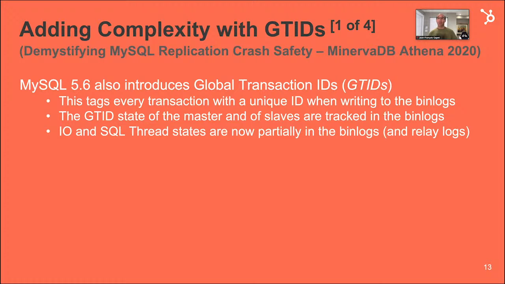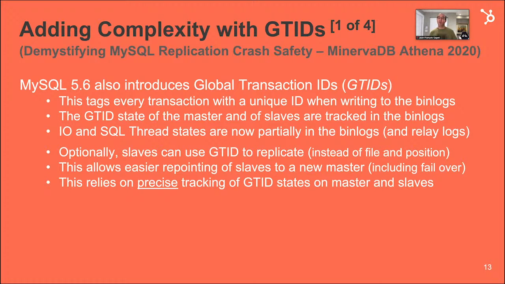How it works is that every transaction has a unique identifier when writing to the binary logs. That means the GTID state of the slave and also the IO thread states are now in the binary logs. If you're using GTIDs for replication, you need a good GTID position in the binary logs. It also means that in 5.6 you need log slave updates to use GTID.